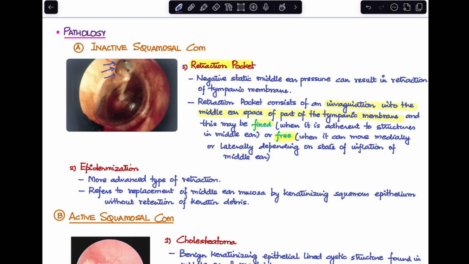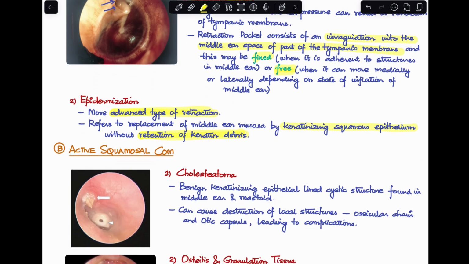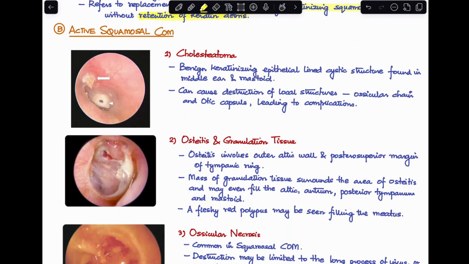Second pathological change is epidermalization, which is basically a more advanced type of retraction seen. This refers to replacement of the middle ear mucosa by keratinizing squamous epithelium without retention of keratin debris. Next, coming to active squamosal chronic otitis media.